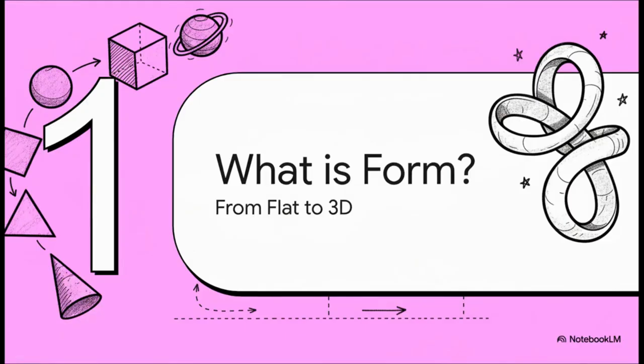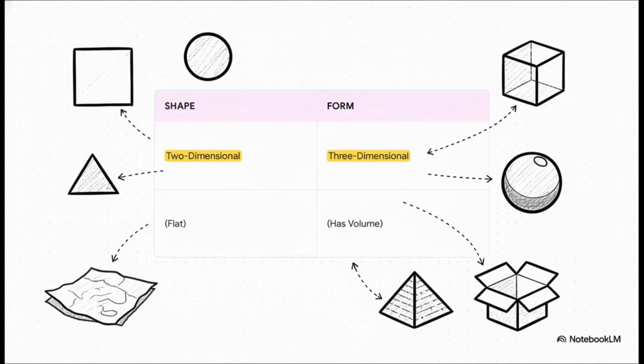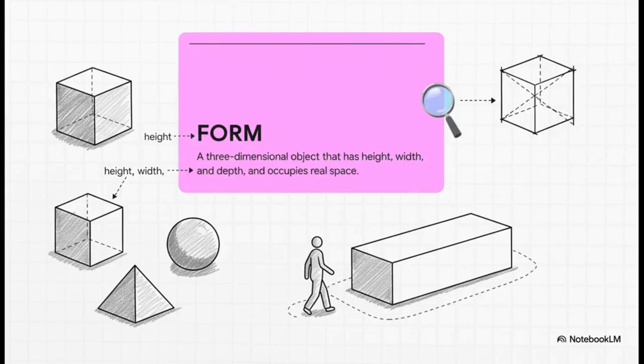What exactly is form? Well, at its very core, it's that huge leap from two dimensions into three. Here's the easiest way to think about it. A shape is totally flat, right? Like a drawing on a piece of paper. But a form has volume. It takes up actual space. It's the difference between a sketch of a box and the real box you can pick up and hold. So, by definition, a form is a three-dimensional object.